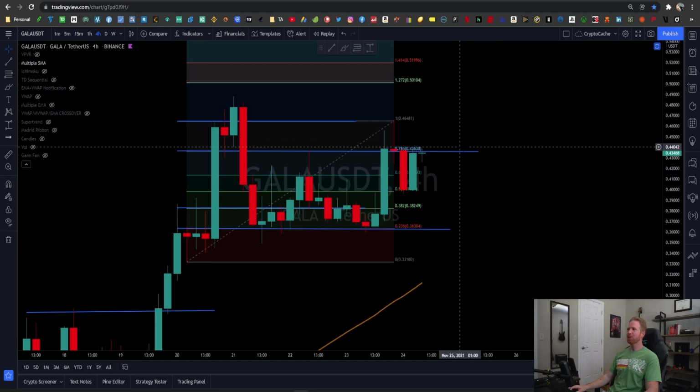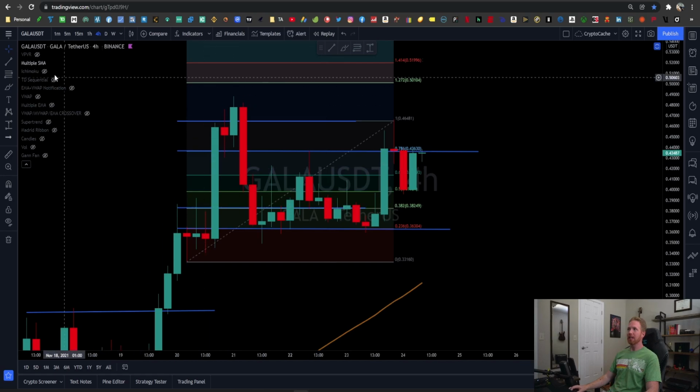If we keep testing this, we will break it to the upside and we might see the price continuing. So that's a good sign. That's more of a bullish indication as well.